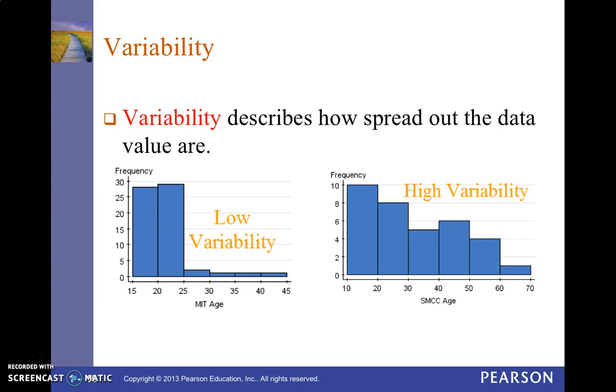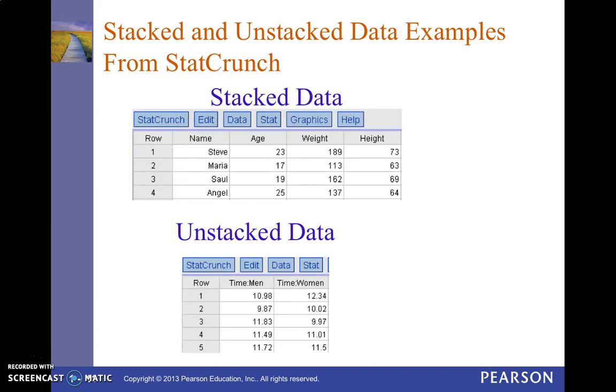The last thing that you're introduced to in this chapter that's important is the ability to distinguish between stacked and unstacked data examples from StatCrunch. If you look at the example of stacked data, notice that each row represents a different person. So we have Steve, and Steve is 23, and his weight is 189 pounds, and his height is 73 inches. Followed with Maria, who's 17, weighs 113 pounds, 63 inches. It's called stacked because technically our people are stacked on top of each other.